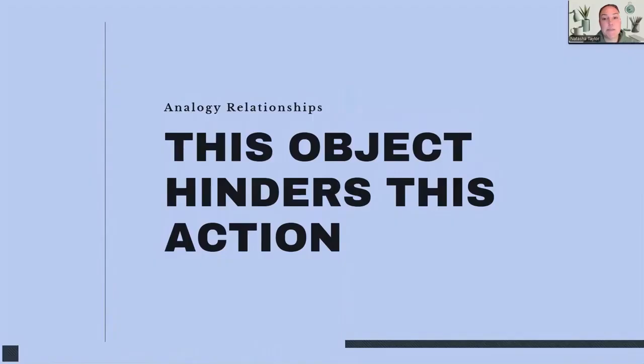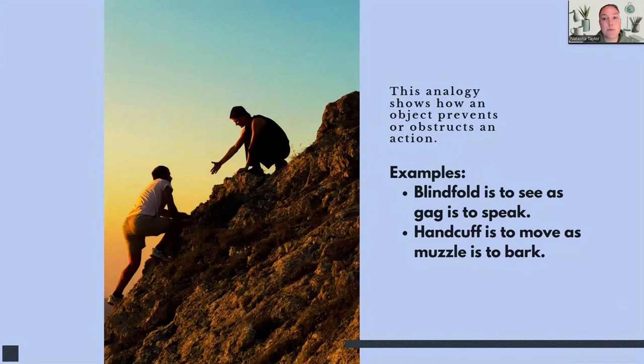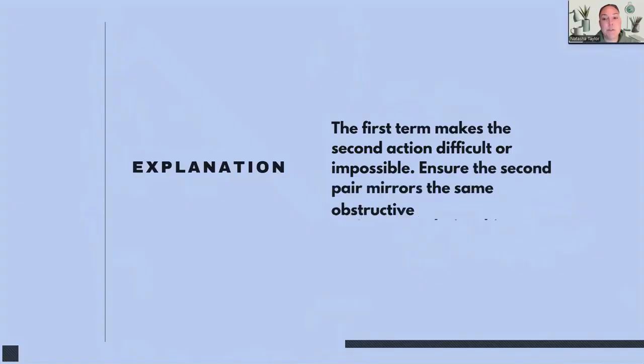Analogy relationships. This object hinders this action. This analogy shows how an object prevents or obstructs an action. Examples: blindfold is to see as gag is to speak. Handcuff is to move as muzzle is to bark. Explanation. The first term makes the second action difficult or impossible. Ensure the second pair mirrors the same obstructive relationship.